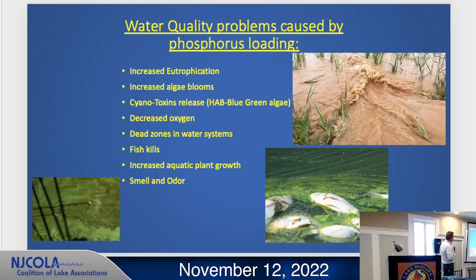Okay, so we have decreased oxygen levels. You create dead zones in the system when we have decreased oxygen, which leads to fish kills and obviously smell and odor and increased plant growth.